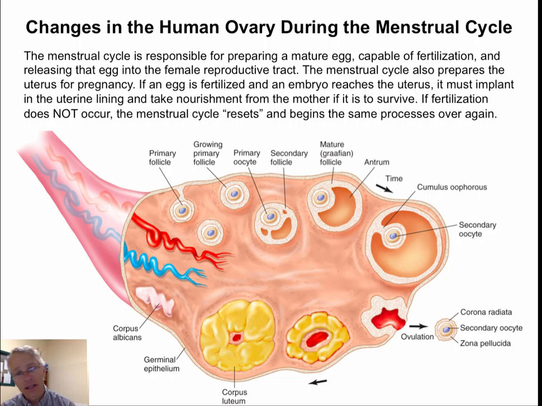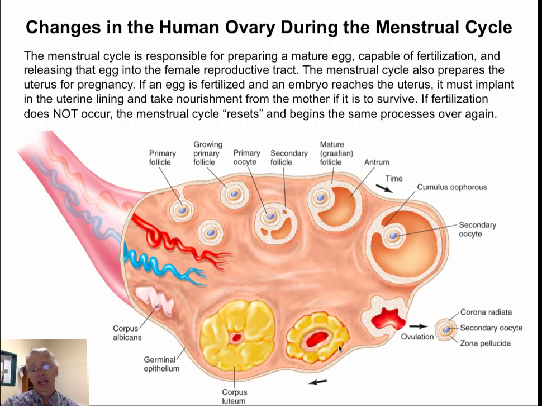The second big function of the menstrual cycle is to prepare the uterus, specifically the endometrium, the lining of the uterus, for an embryo if fertilization takes place. Because we are placental mammals, the embryo makes a very intimate connection with the mother and starts to take nourishment from the mother while it develops during pregnancy. And so the second major thing that happens is that the lining of the uterus is prepared for implantation when an embryo finds its way into the uterus.